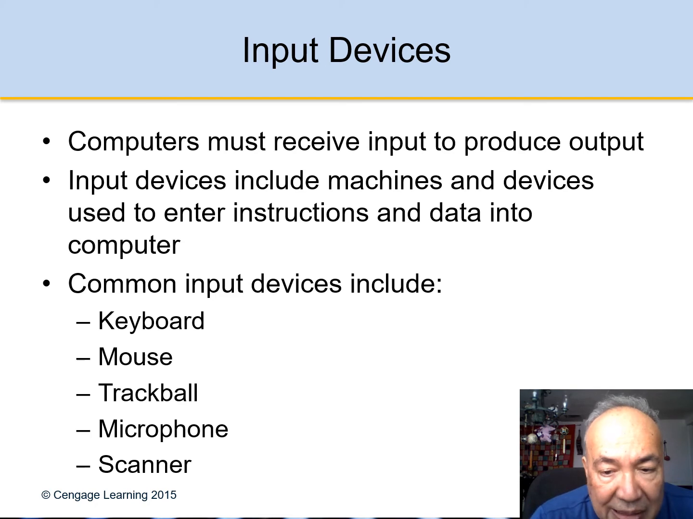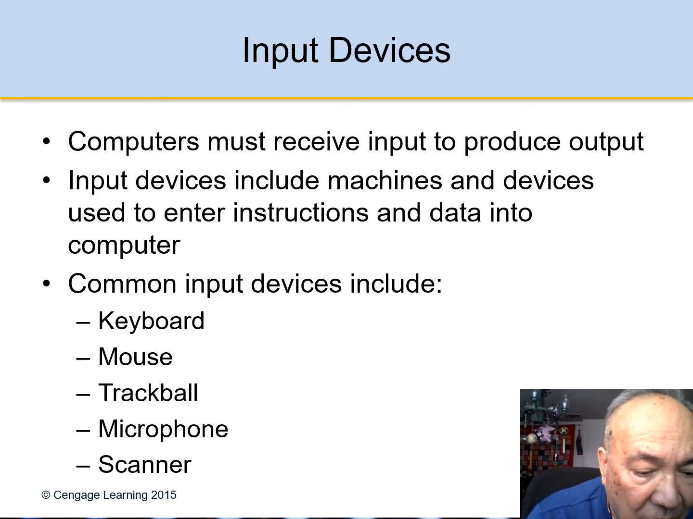Input devices include machines and devices used to enter instructions and data into the computer. Now, what are examples of these? The keyboard is the number one example. The mouse. Right now my hand is on the mouse so I can click this PowerPoint. The trackball. The microphone, which you're listening to right now. And a scanner. I have the scanner here on the side, and I can scan documents to be sent to you, or to the school, or to anybody that needs some paper from me.